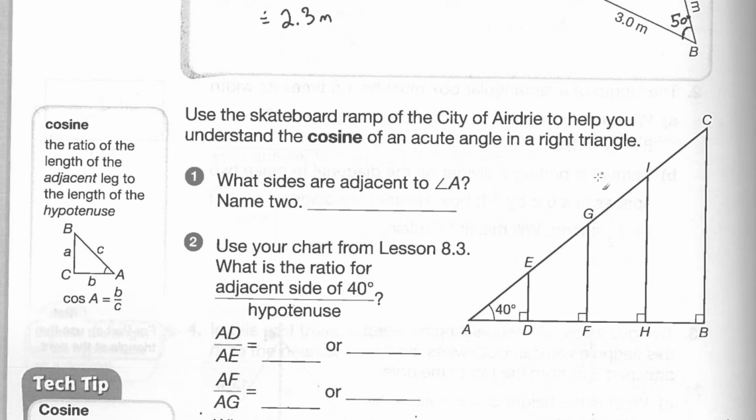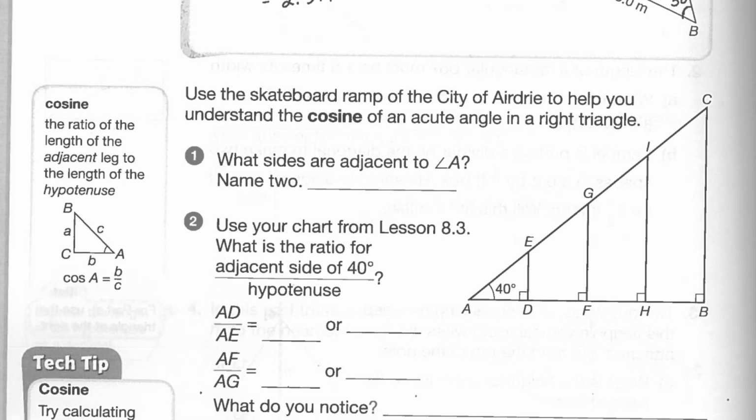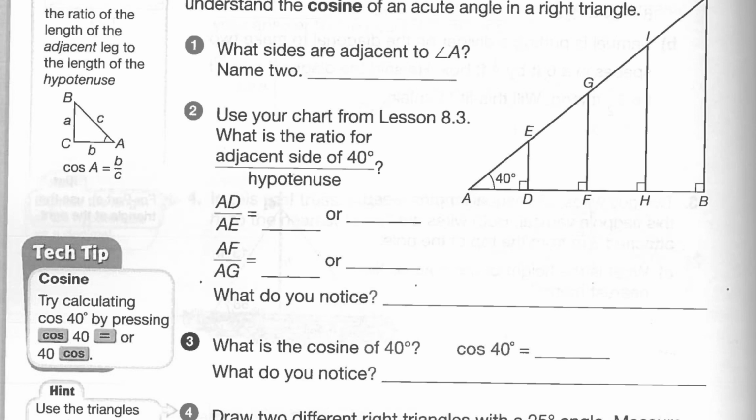Using the skateboard ramp from the city of Airdrie from the last section, we are now going to learn what is called the cosine ratio, or do some examples. So what sides are adjacent to angle A? Remember, adjacent means next to, and so in the case of triangles, adjacent is the side next to the angle that is not the hypotenuse. So an example of this would be AD, right there. Another example would be AF.